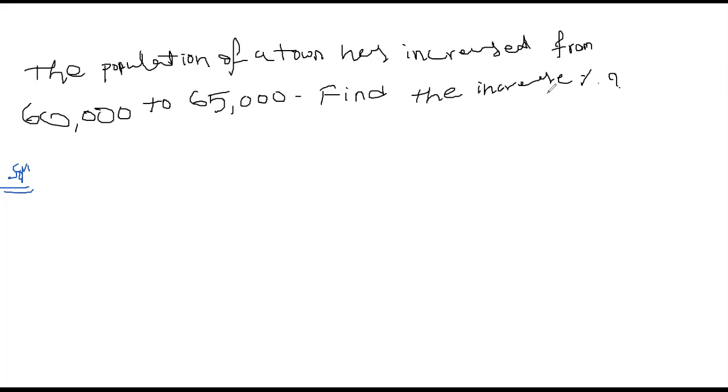66,000. 265. Completed or not? Sir, 500 by 600. 500 by 600 means cancel the zeros, 5 by 6.